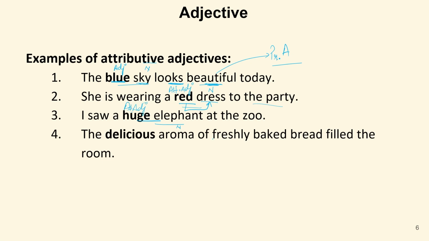The delicious aroma of freshly baked bread filled the room. Now, aroma of freshly baked bread. So bread is a noun, baked is again a participle. What participles are, we will discuss later on. So this aroma is a noun and delicious is an adjective. So again, this is an attributive adjective.